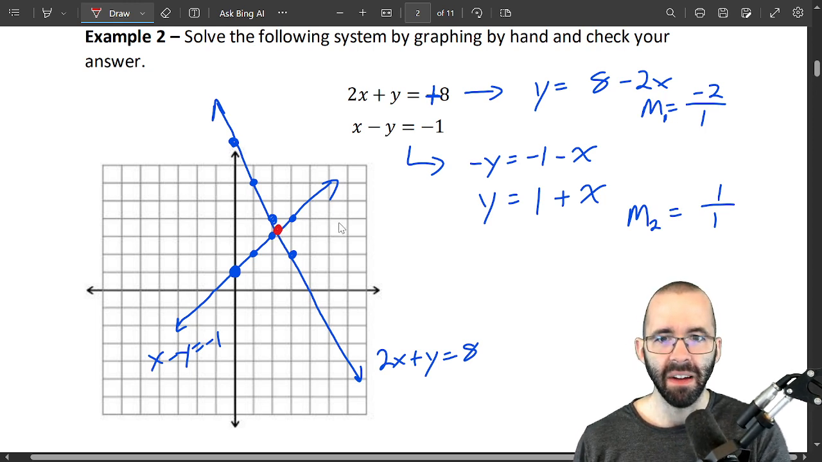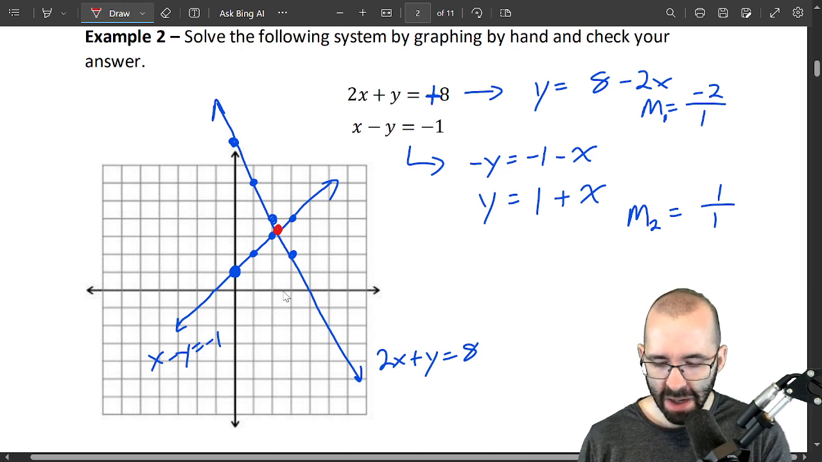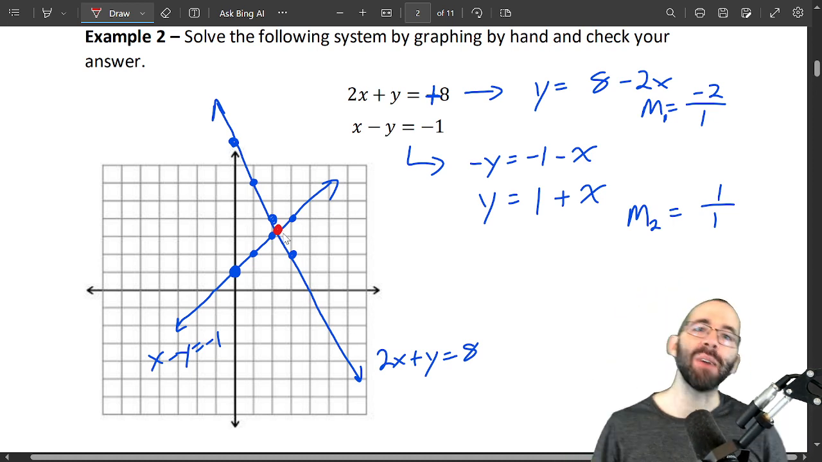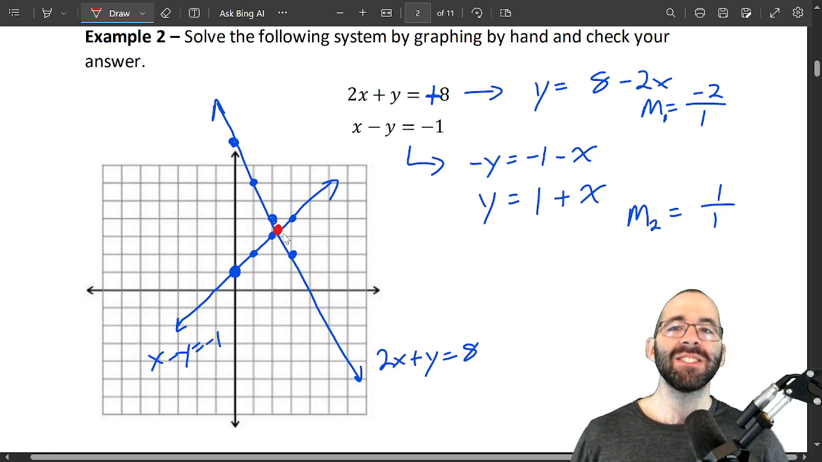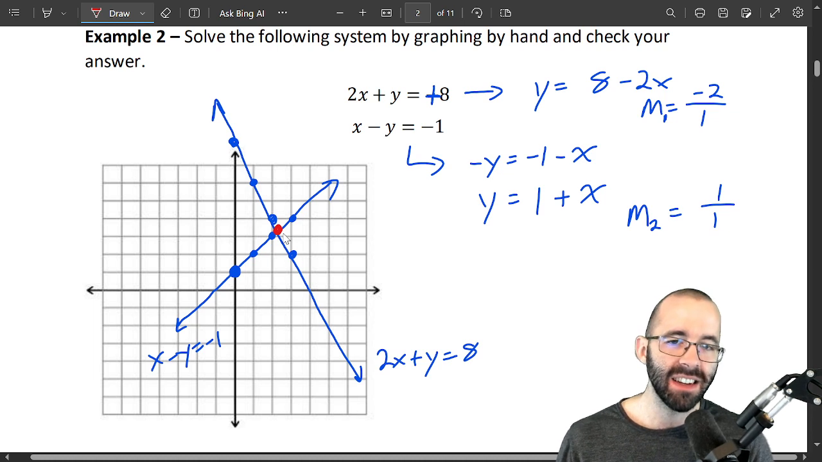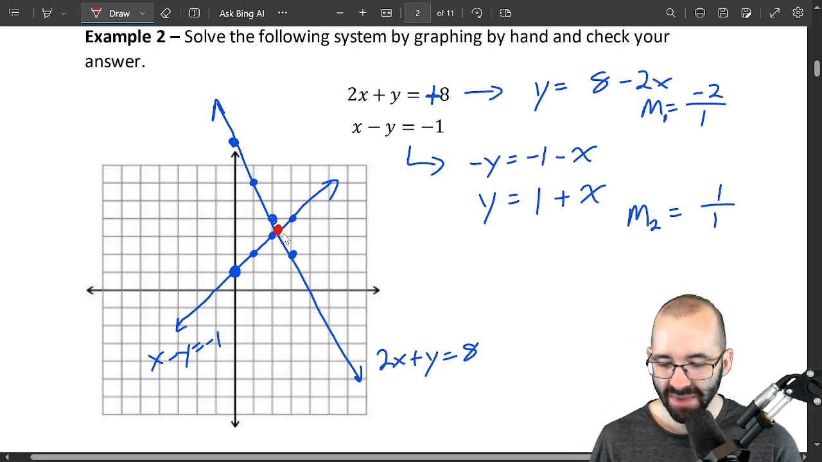Oh. What point is that? Well, it looks like it's close to maybe an x value of 2.225, maybe? Maybe a y value of 3.5? I don't know. That's the problem with graphing, okay? So solving systems by graphing can be nice, and it makes sense. But sometimes, depending on how nice your graph is, it's not always the best, okay?